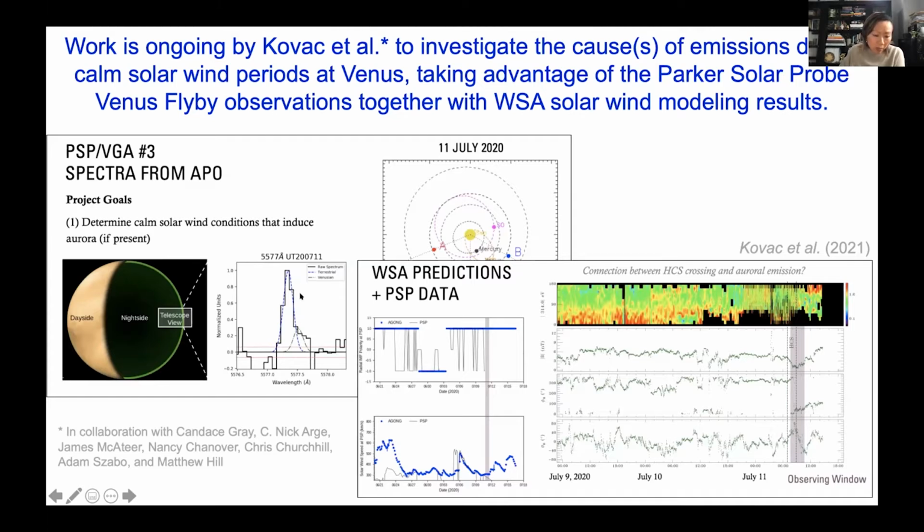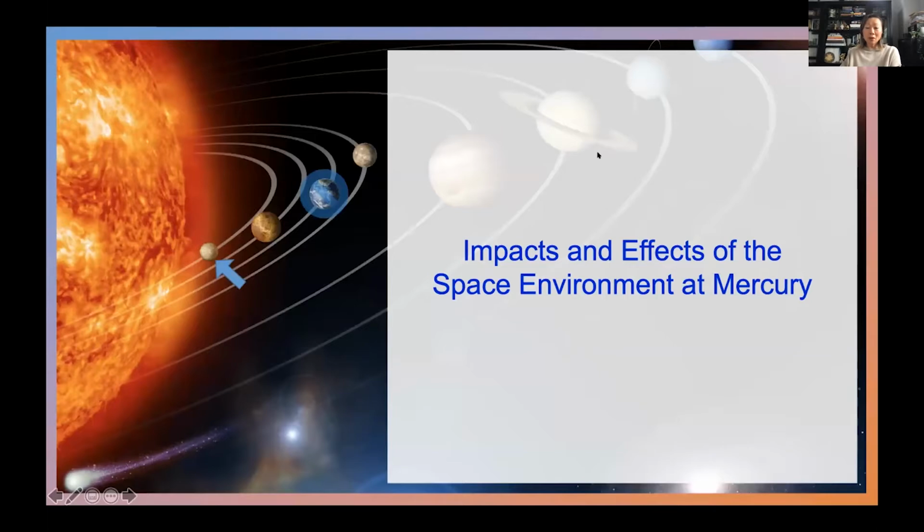And you can see that during flyby number 3 in July 2020, there was some evidence of green line emission at Venus. And the question is, what's causing them? Because there's no CME event. Sarah and her team are working hard to find correlations. And they think there is a correlation with the heliospheric current sheet crossing together with the observation of the green line emissions. Okay, finally, Mercury.